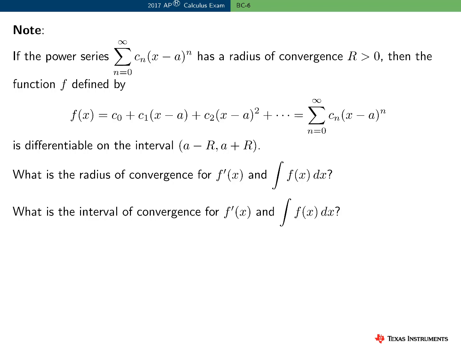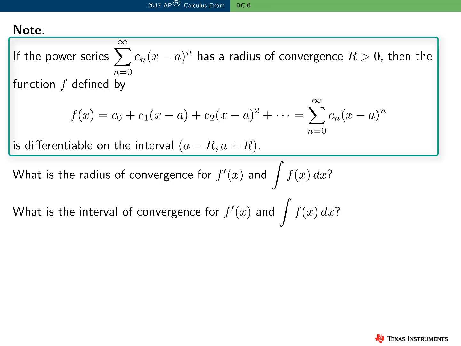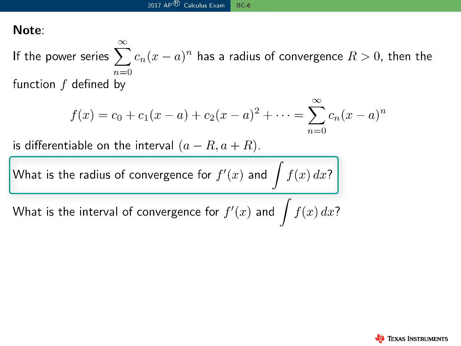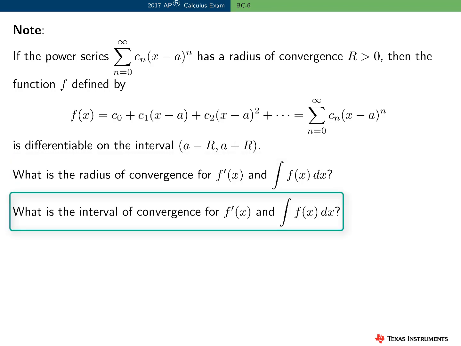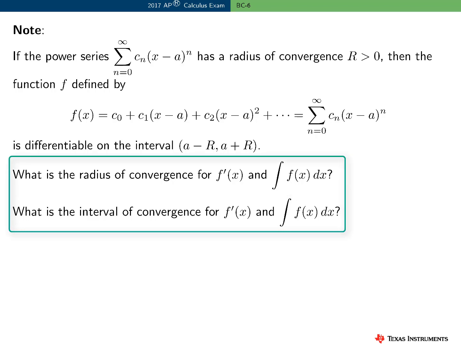However, I do want to remind you of an often overlooked theorem related to this example. Suppose we have a power series for the function f with radius of convergence r. What's the radius of convergence for the derivative of f and for the integral of f? And what's the interval of convergence for the derivative of f and the integral of f? These results will certainly help in solving example 2 and on similar AP Calculus exam series questions.